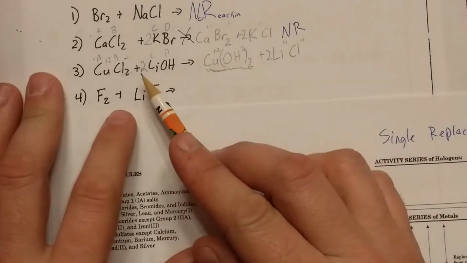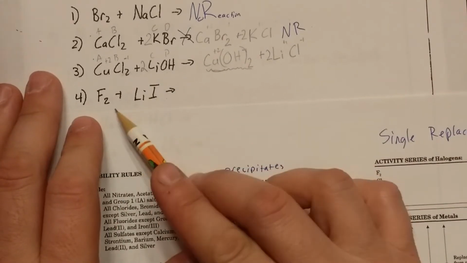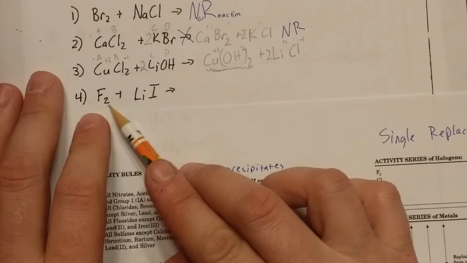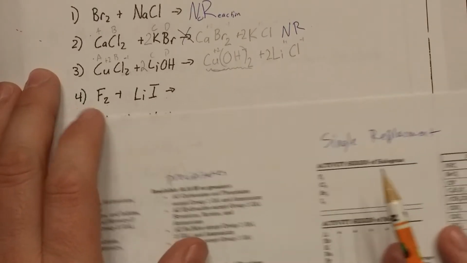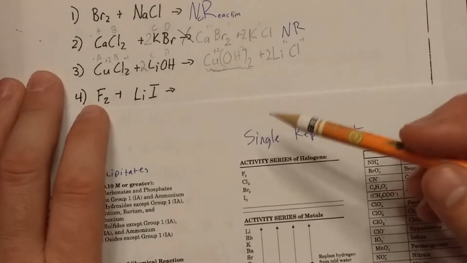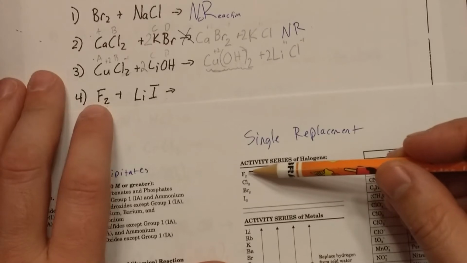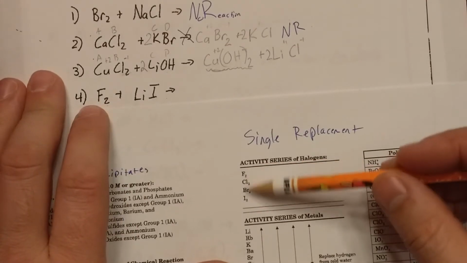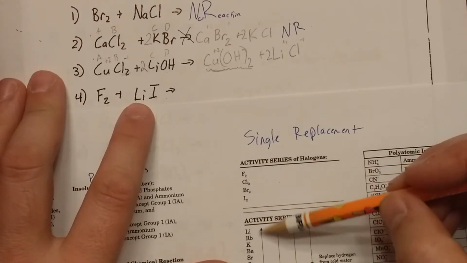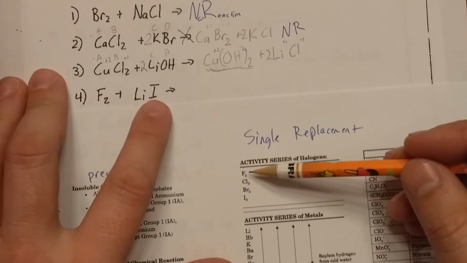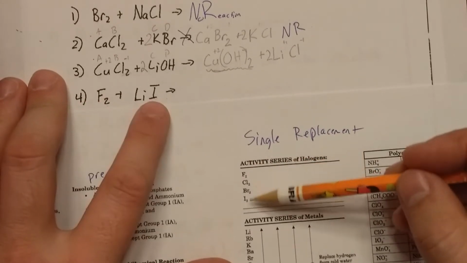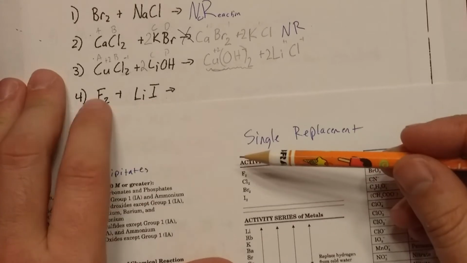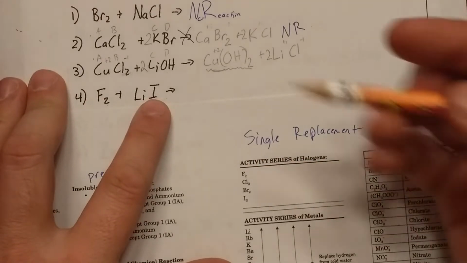Number 4, we're changing gears back. This is a single replacement reaction because we've got fluorine by itself. So we need to consult our activity series. Is the thing by itself, fluorine, higher than something else on this list? We're not going to compare lithium because that's in the other activity series. We're going to compare it to iodine. Fluorine's higher than iodine because fluorine's at the top of the list. So fluorine will replace iodine.